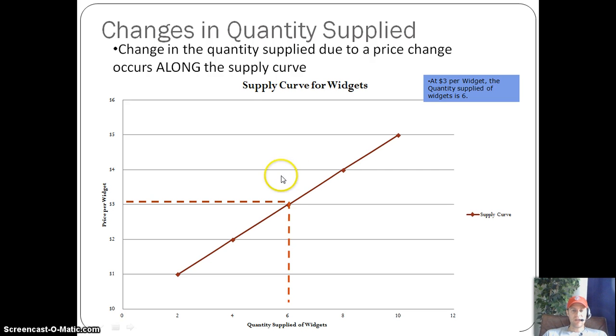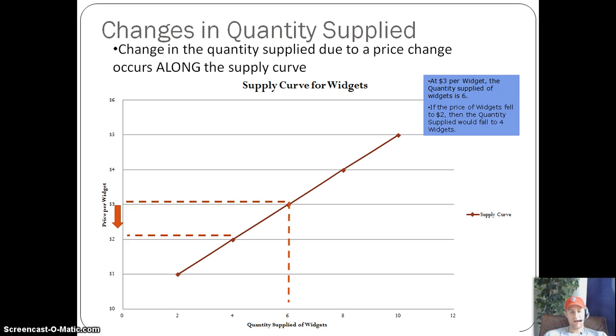So if there's a change in the price of an item, at $3 per widget, we can see quantity supplied of widgets is 6. These lines mark up with $3 and 6 widgets supplied. If the price of widgets fell to $2, quantity supplied would fall to 4. So price goes down to $2, quantity supplied will drop to 4. That's a simple price change. And just like with a price change in demand, you're seeing movement along the supply curve. You go up or down depending on changes in the price.